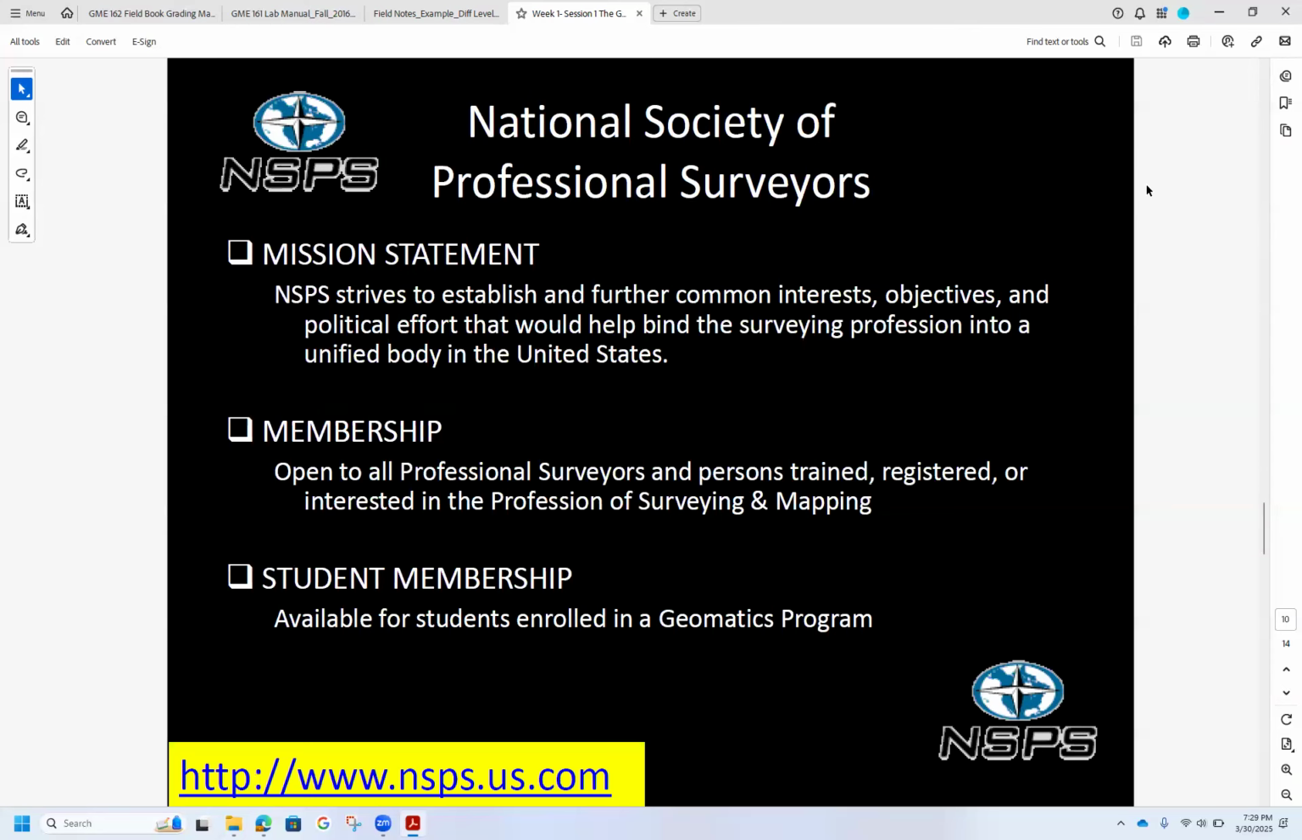So again, the mission statement strives to establish and further common interests, objectives, and political effort that would help bind the surveying profession into a unified body in the United States. You got to think about it in terms of historic ways. So the original 13 colonies don't have any public land surveying system. They never had any type of public land survey system because they were just colonies, right? They just started with the land, and they started occupying it and writing deeds and all this stuff. And it just goes back to the colonial days.